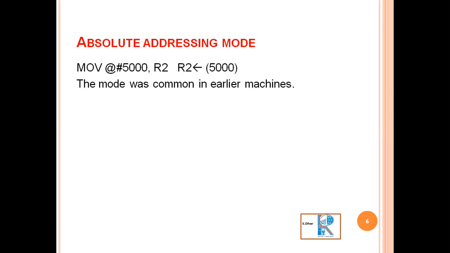Why is it called absolute? Because here the address is specified in the instruction, not the data. Clear? So that is called the absolute addressing mode, and the mode was very common in the earlier machines. Mostly the earlier machines used the absolute addressing mode. Now one thing you should remember, in all our modern machines, they do not use a particular addressing mode, they actually use a mixture of different addressing modes. Clear?